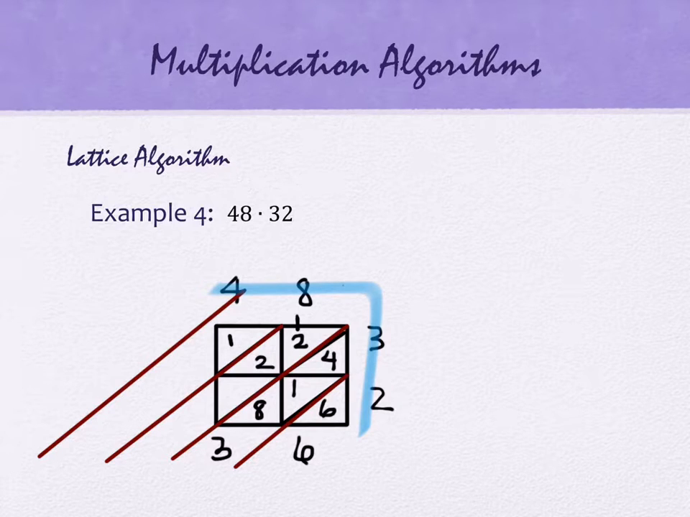So now I have that 1 carried, plus the 2 and the 2 that are there, which gives me 5. And then I don't need to carry this time, and then I have the 1 in the top corner. So my solution is 1536, written down here on the bottom.